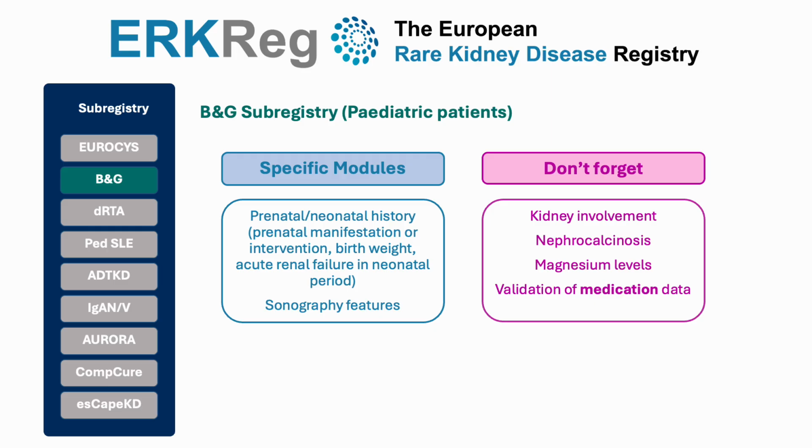The Bartter and Gitelman subregistry currently focuses on pediatric patients. Specific information includes prenatal and neonatal history, such as prenatal manifestations or interventions, birth weight, and acute renal failure during the neonatal period. Sonographic findings are also particularly relevant for the follow-up of these patients. When completing the subregistry, please pay attention to the renal findings such as nephrocalcinosis as well as the magnesium levels. Medication data should also be reviewed and validated regularly, as treatment information is an important component of the longitudinal follow-up.